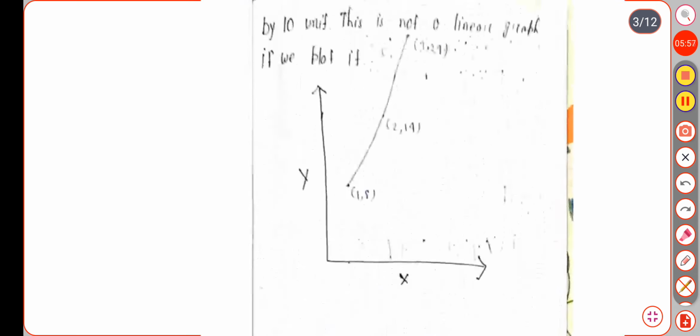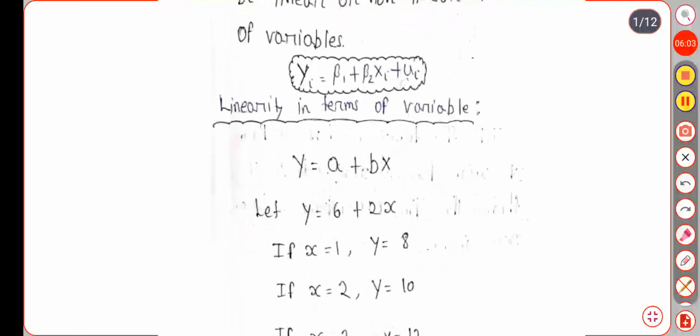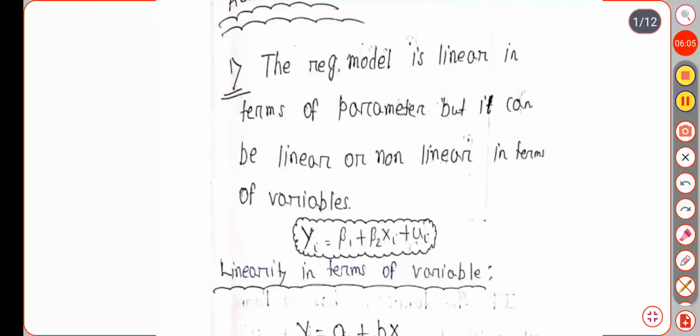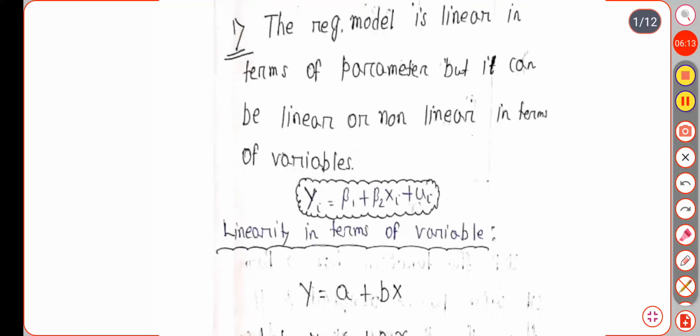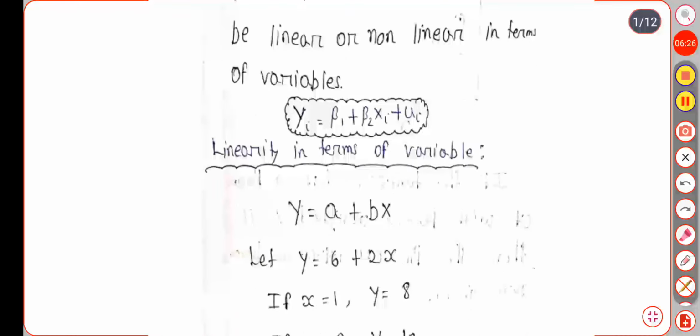Now I can show it by some other ways also, which I have discovered here. Let me also tell that there is another point given here: the regression equation can be linear or non-linear in terms of variable. That means whether my regression equation is linear or non-linear in terms of variable, it doesn't matter at all. We just have to focus on the parameters. It should be linear in terms of parameter.